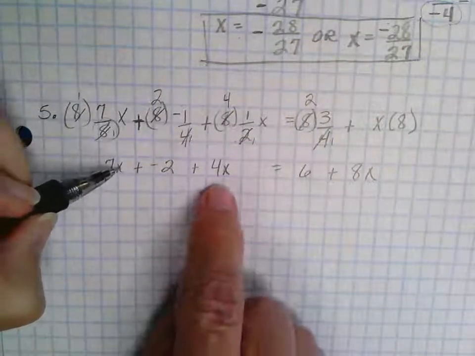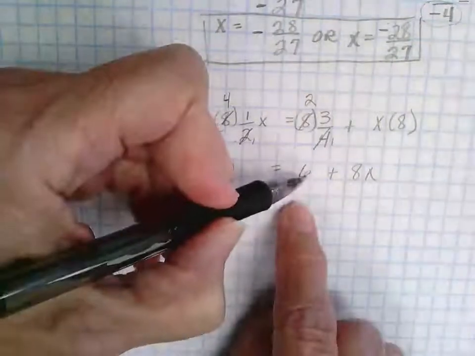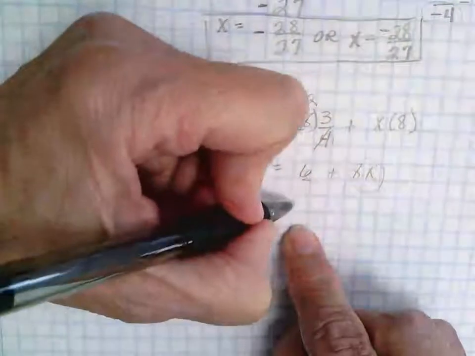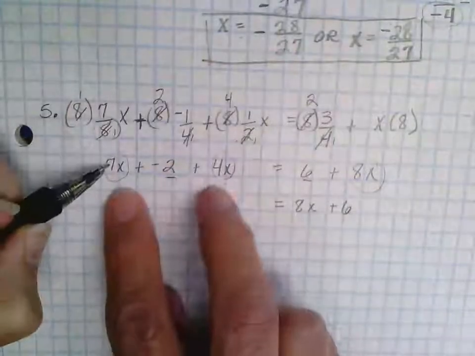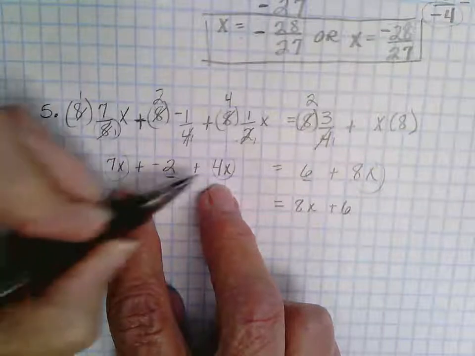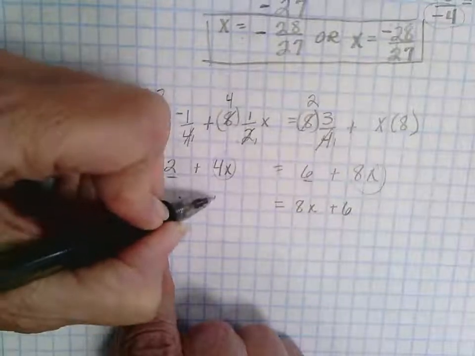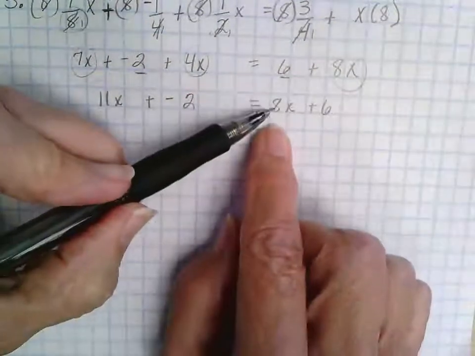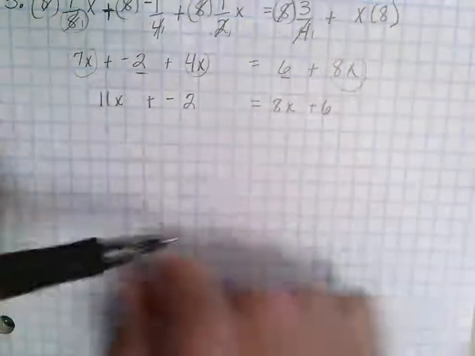You can see I have variables over here with a constant, and over here I have a constant and variables. And again, I'm just going to switch these: 8x plus 6. And over here I'm going to add these together. 7x plus 4x is 11x, plus a negative 2 is equal to 8x plus 6. So I can see that I have more x's on this side than I do on this side. So I think I want my x's over here and my constants over there.